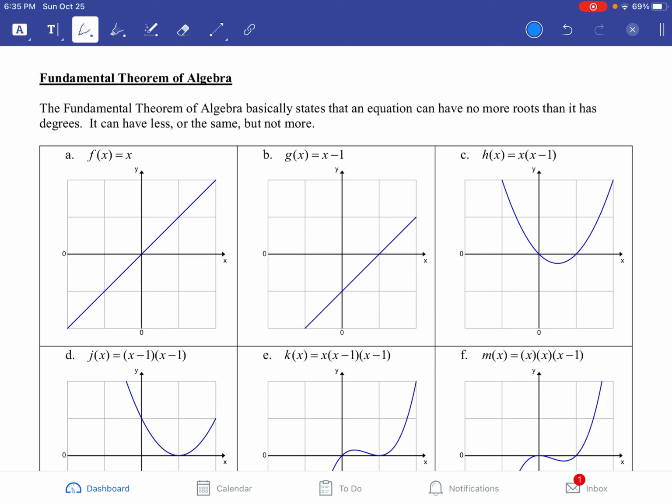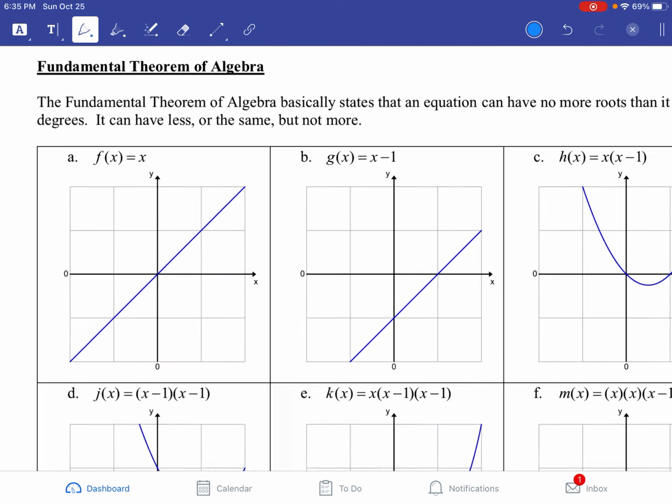It's called the fundamental theorem of algebra. What that basically states is that an equation can have no more roots, zeros, x-intercepts, or solutions than it has degrees. It can have less or the same, but not more. Let's look at how this works.